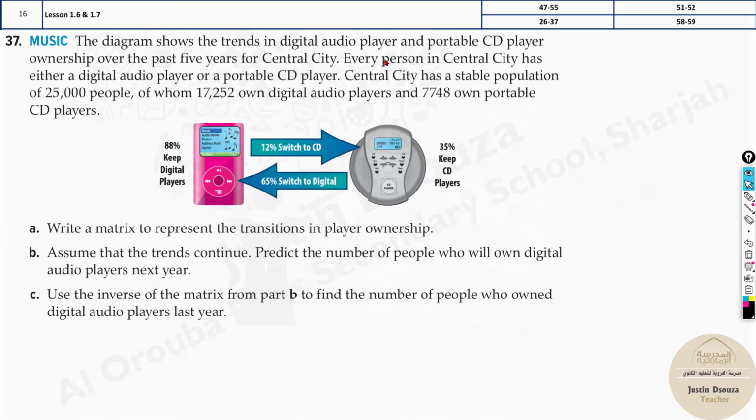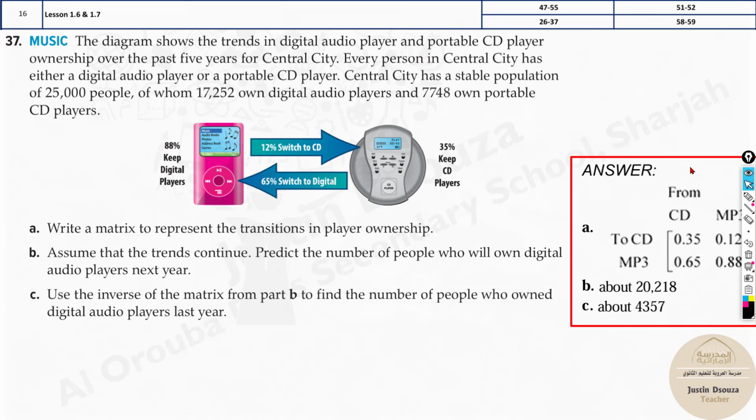And this is again another similar problem. Please do try it by yourself, just like what we have done a while ago, and then check for the answers. A quick reminder, see this 88% and 35, they must be in one of the edges. Since 35 is written over here, it's all about CDs at the beginning. Then switching to digital players, that is MP3, is at the corner end. So this is how it is.